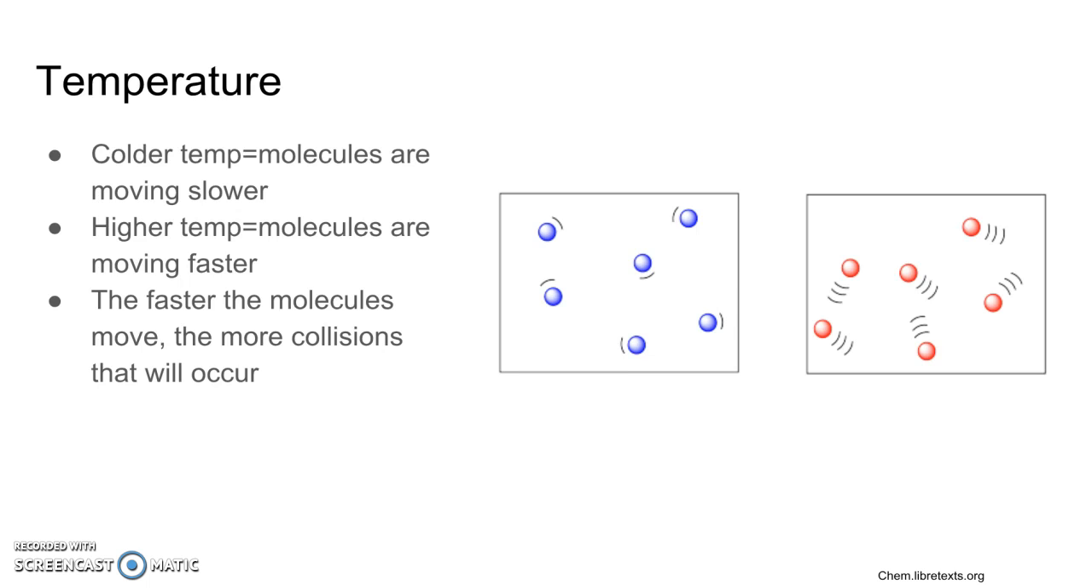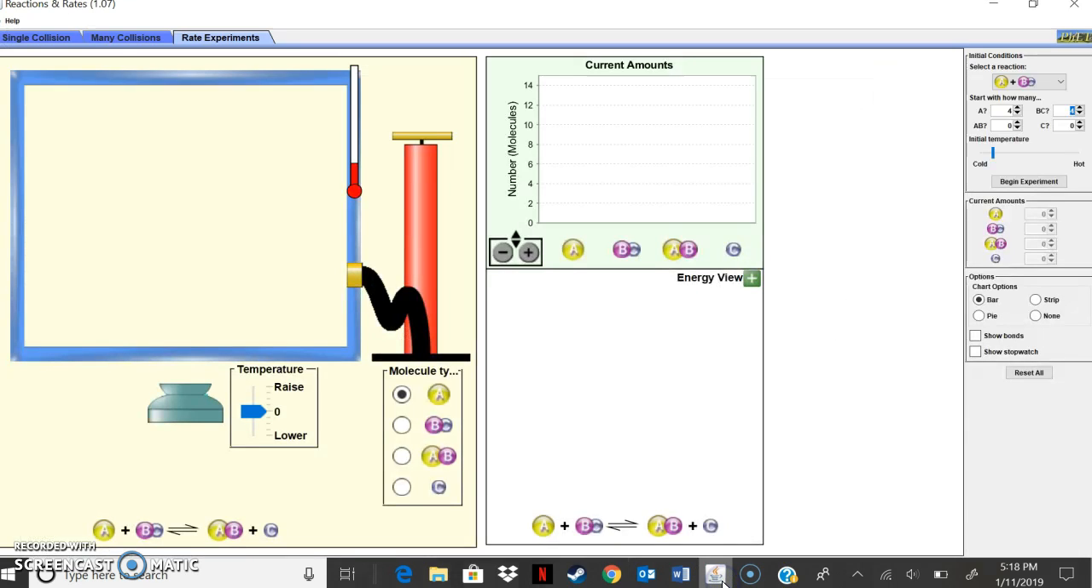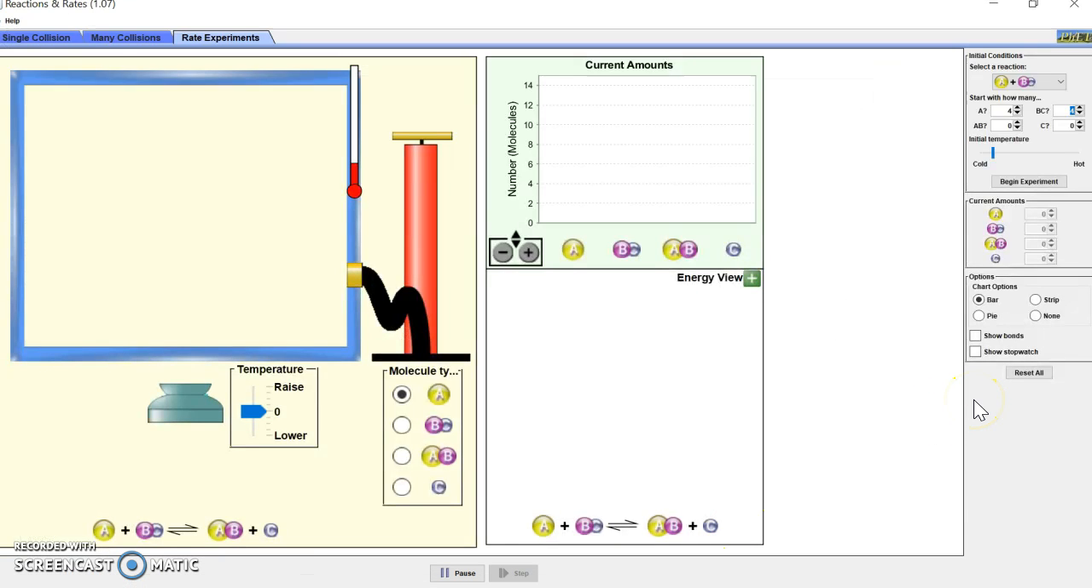For this one, it's a good visualization to take a look at a PhET experiment. Now again, because this is a JavaScript one, I'm just going to show you guys. If I'm looking at my A and my BC, and then A, B, and C are my products, you can see at this lower temperature that, yeah, there are collisions. They're happening, but there's not a lot of collisions happening, and they're also not happening at the right energy. So let me go ahead and raise the temperature real quick.